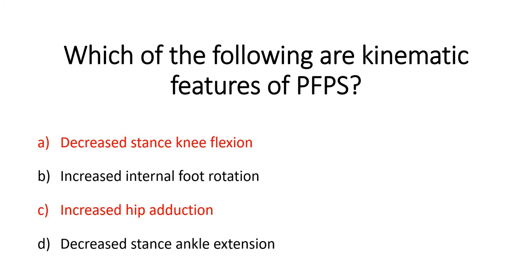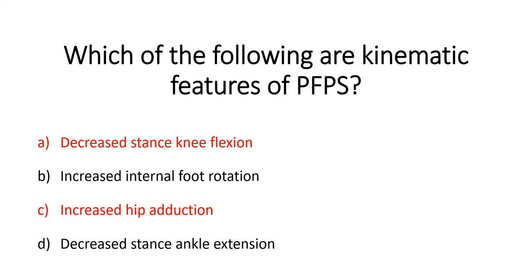Increased hip adduction is sometimes associated with PFPS, mainly because it's a feature of valgus, but not always. A would be your main feature, C occasionally. The other two, B and D, have nothing to do with it whatsoever.